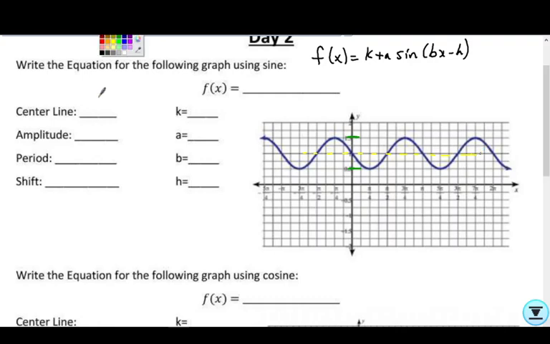So I know my center line is at 1. I know my amplitude is 1/2. So k is 1, amplitude is 1/2. Okay. It says to use sine. So again, I'm going to try to keep it simple, so I'm going to use this sine wave right here.